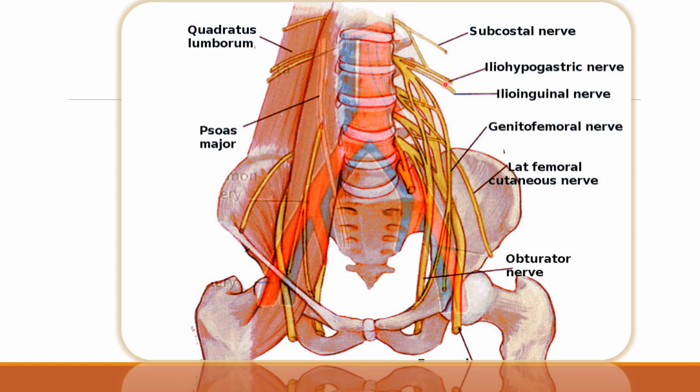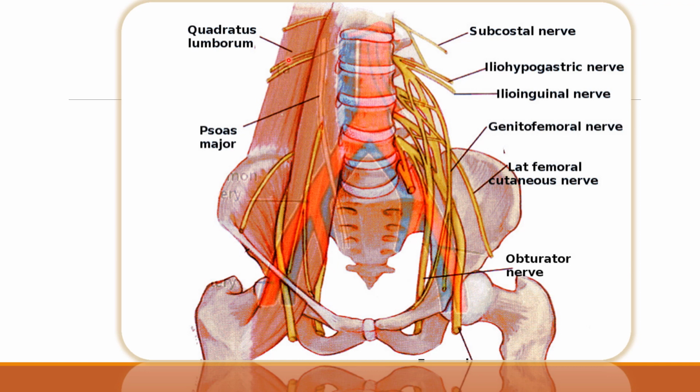The first branch is the iliohypogastric nerve, which arises from the first lumbar nerve, one of the large branches which lies along the lateral border of the psoas major muscle. This is the psoas major muscle and this one is quadratus lumborum. So this is the iliohypogastric nerve. Behind, it is related to the quadratus lumborum. Above, it is related to the subcostal nerve and artery. Below, it is related to the ilioinguinal nerve.